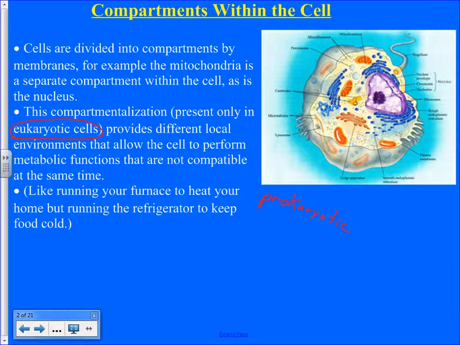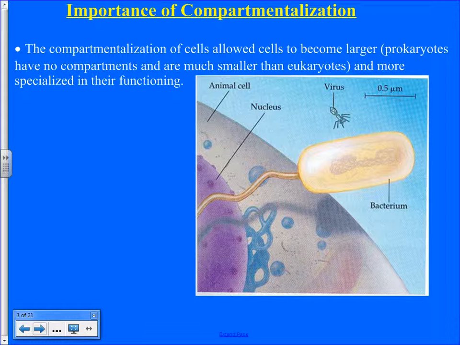Okay, so eukaryotic cells have this compartmentalization. So plant cells, animal cells, fungal cells, protists, so the amoeba and the paramecium and all of that, they're all eukaryotic because they have all of these organelles inside. So the compartmentalization of cells allowed cells to become larger. Prokaryotes are usually pretty small, so this picture kind of gives you an idea of perspective. This is a typical animal cell. We don't even see the whole thing in the picture, okay?